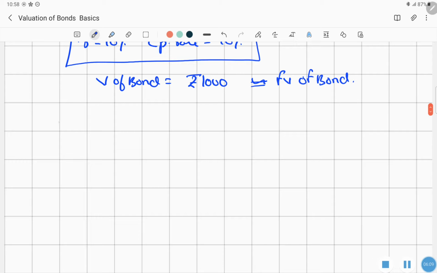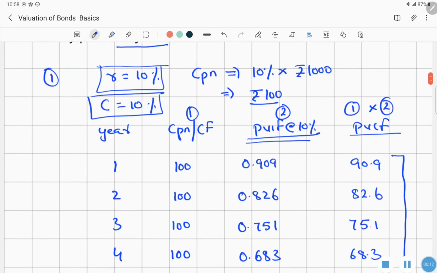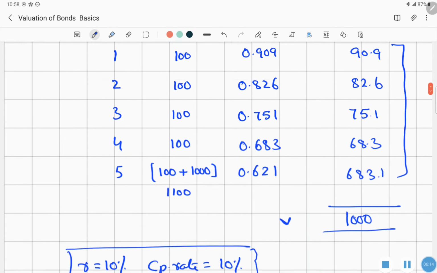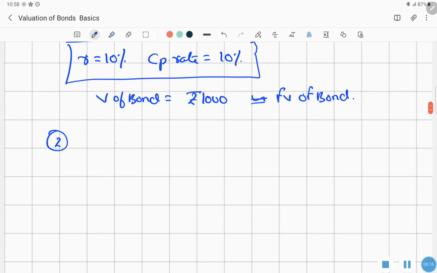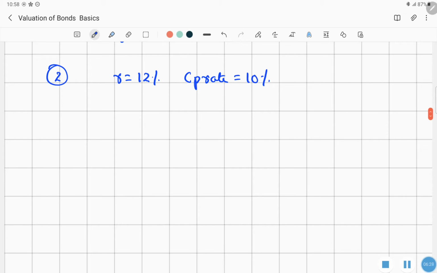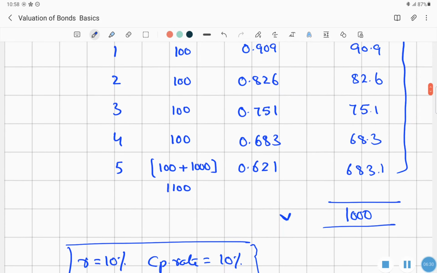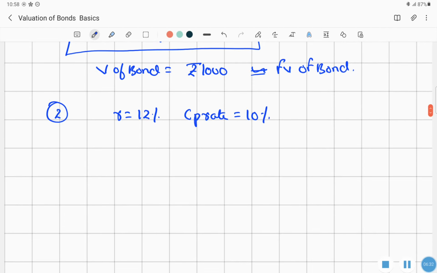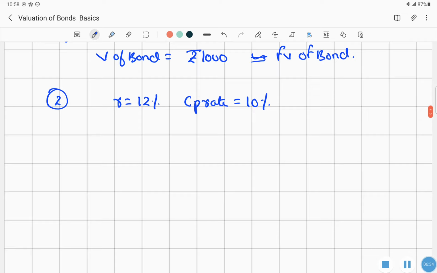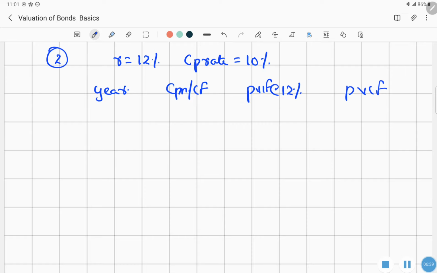Second situation that we would see is regarding the required rate of return being 12%. Suppose the required rate of return is 12% and the coupon rate we keep as 10%. So what will be the situation right now? We'll be drawing the same table and calculating the coupon amount. The coupon amount will be the same value we have. So we'll be calculating with the required rate of return at 12% and the coupon rate at 10%.